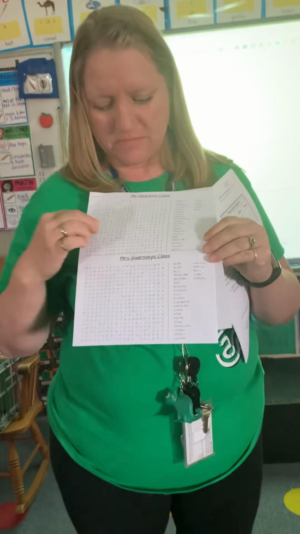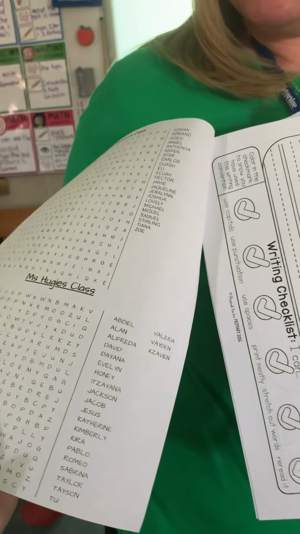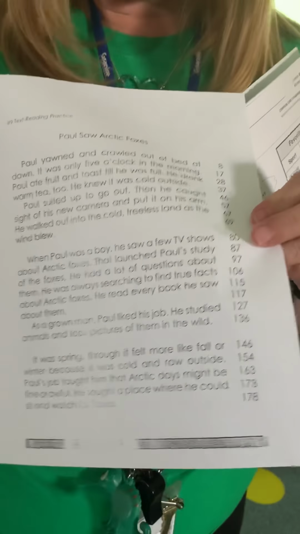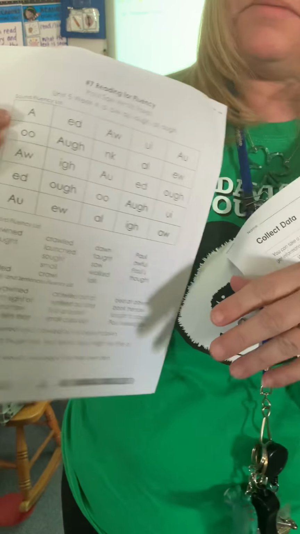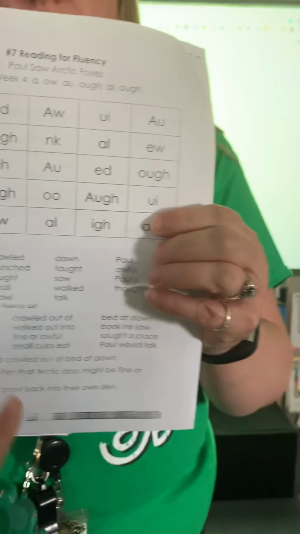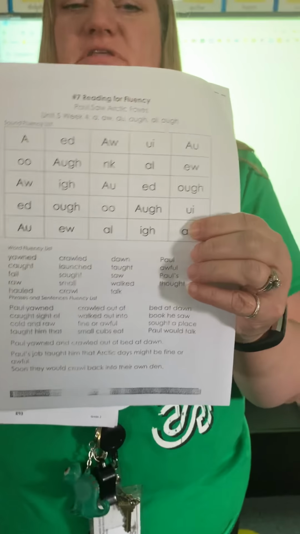Hey, so with our writing packet, we have a word search for you guys, and it's really fun because it has all the names from each class, and you get to find your friends' names on the word search. That'll be really cool. And then there's also a fluency paper that you can practice with your families. So practice the words, get to be better readers. And since we're practicing the ah sound, you can also go through the stories and mark all of the words that say ah. That would be a fun homework thing to do.